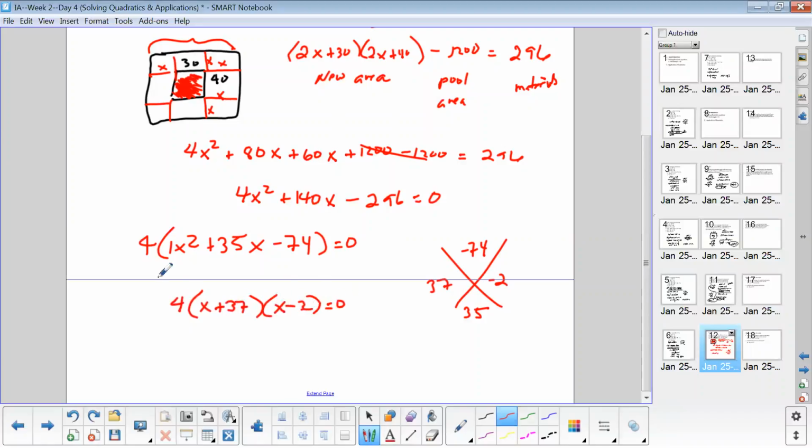So the final, don't forget the 4 as part of the final product. And then when you set just the factors equal to 0, well, this is the only one that's going to work to give us a solid or a positive answer. So that just means that the border width was 2.